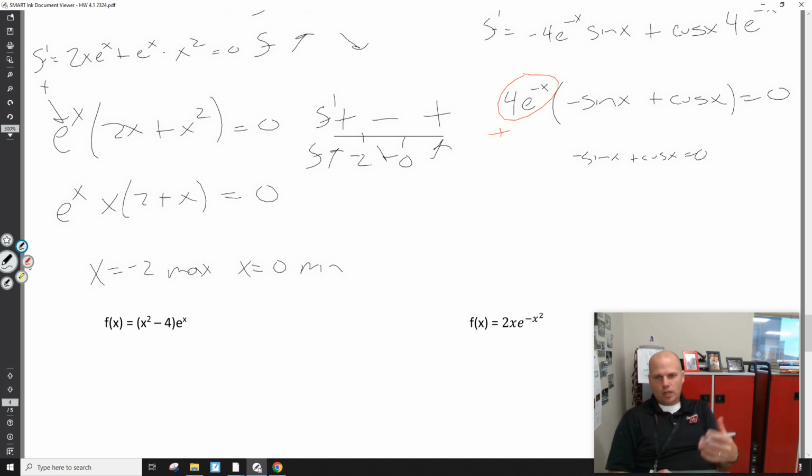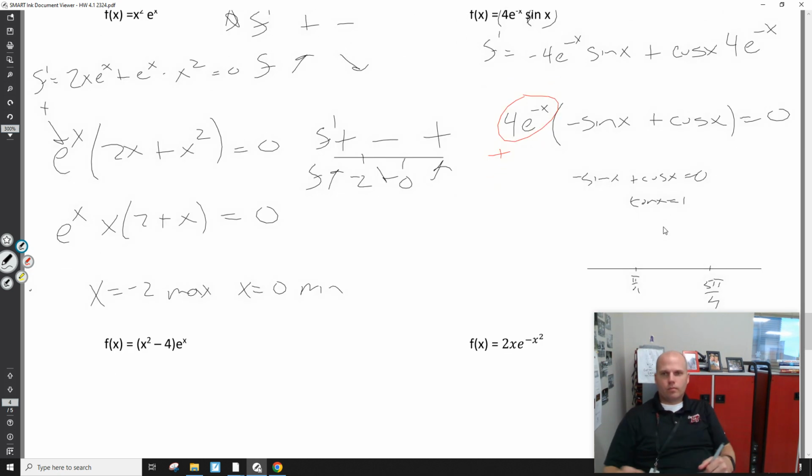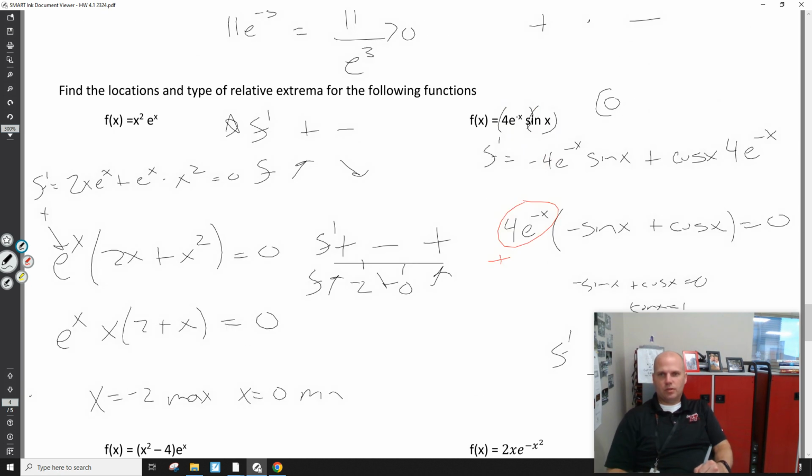Well, this is the whole idea of like subtract cos x, divide cos x. It ends up tan x equals 1, or when does sine and cosine equal the same value? That's going to be at pi over 4 and 5 pi over 4. Cool. I should have put a stipulation that this was between 0 and 2 pi because I don't want to go beyond it.